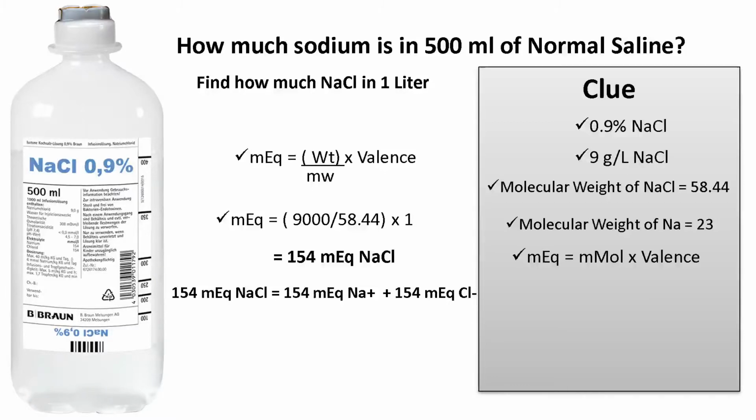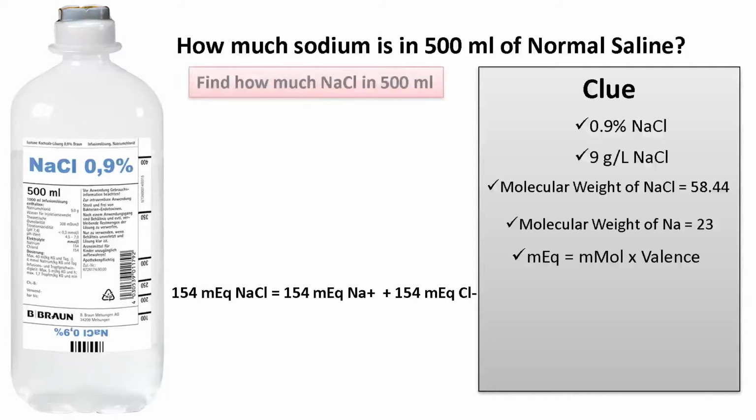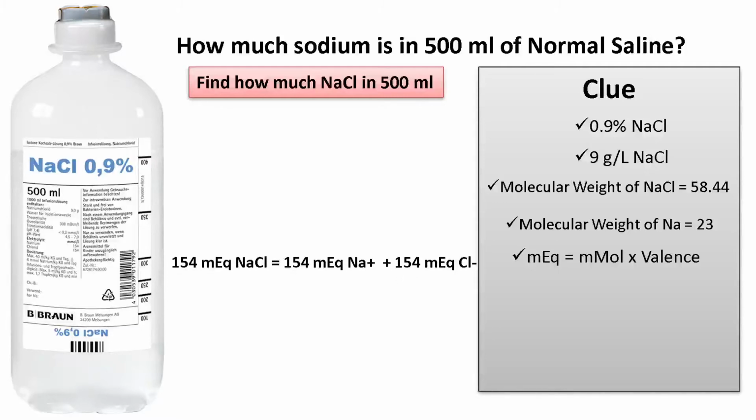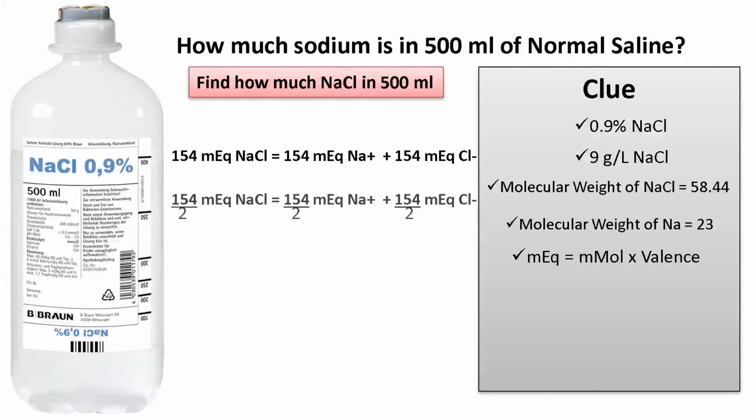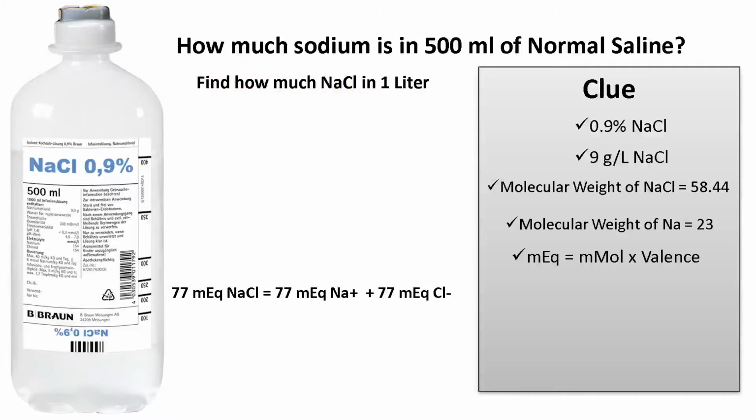Now that was in 1 liter of the solution, but out here we have 500 ml. So in 500 ml, we'll have half the amount of sodium chloride that's in a liter. That counts to be 77 milliequivalent of sodium chloride, and 77 milliequivalent of sodium chloride will give 77 milliequivalents of sodium plus 77 milliequivalent of chloride ion.